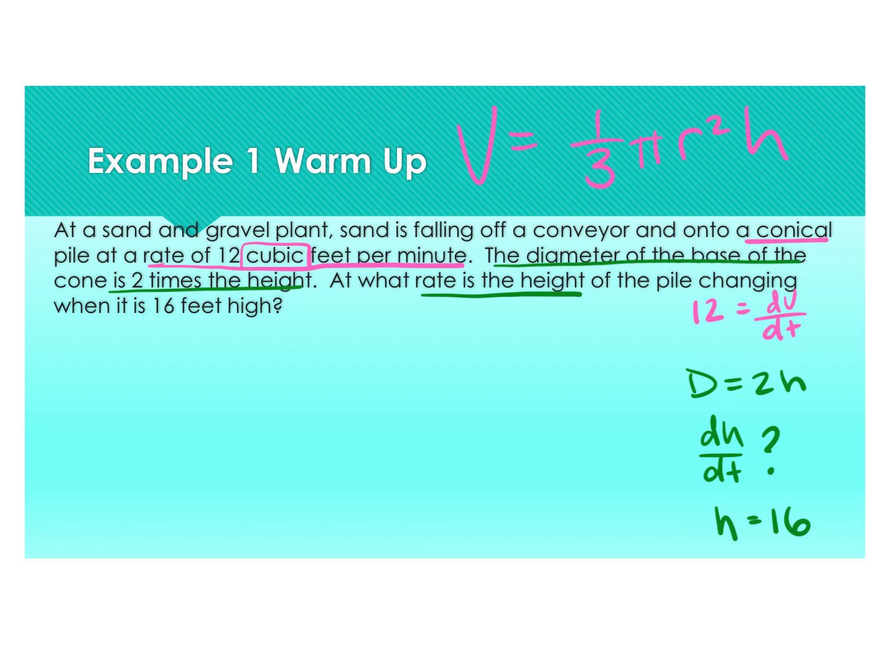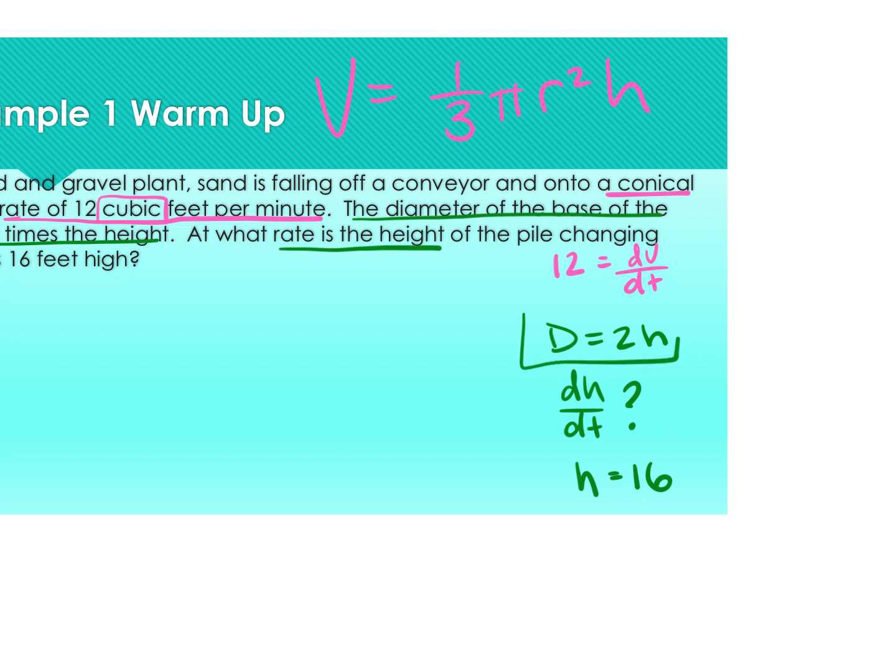Here we could find the derivative of our equation, but we don't know what dr over dt is. We don't really know what the radius is. We could find the radius, but we don't know the rate of our radius. So we want to change r to be in terms of h, because what we're trying to find is dh over dt. And if dr over dt is unknown, we can't just take the derivative right off the bat.